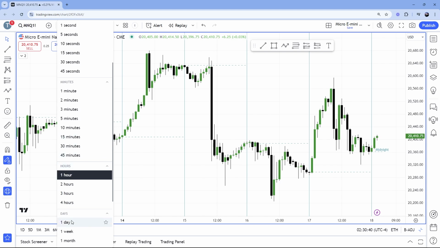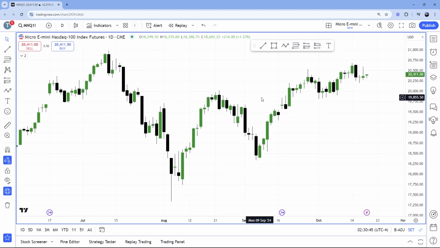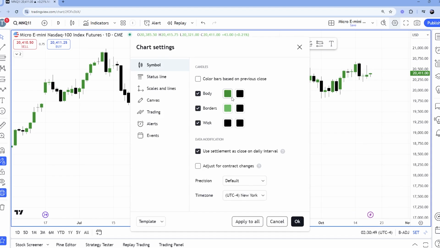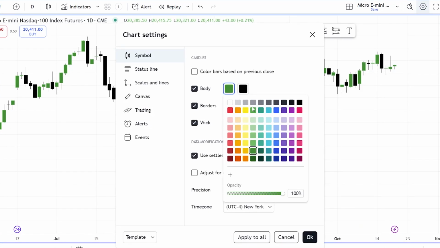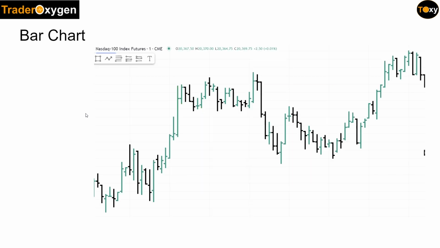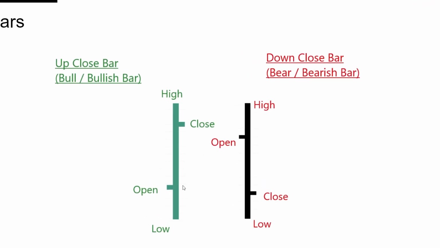Okay, and if you need to change the colors of the candles, it's easy. Let's keep the daily just so that it's easy to communicate. Okay, daily chart. Now if you want to change the daily candles, what you do is simply on TradingView right click, you click settings, and from here you can change the colors. Okay, now let's look at bar charts. These are bars, and when you look at it as a whole, it's known as a bar chart. So if it's an up close bar, you can make it green. If it's a down close bar, you can make it black. It's the same concept as a candlestick.